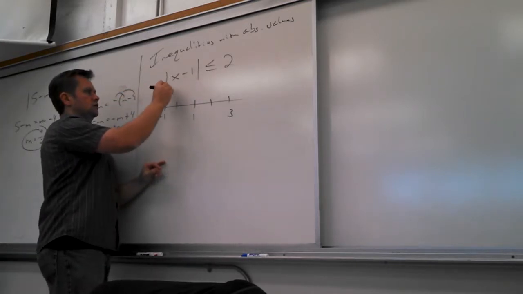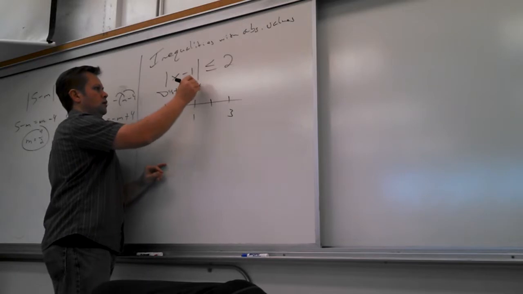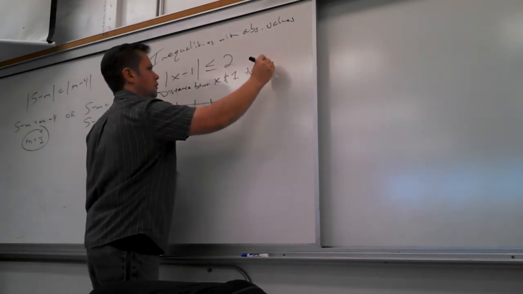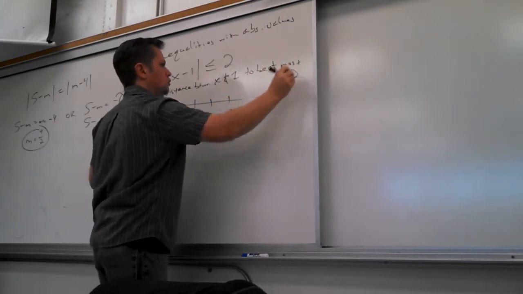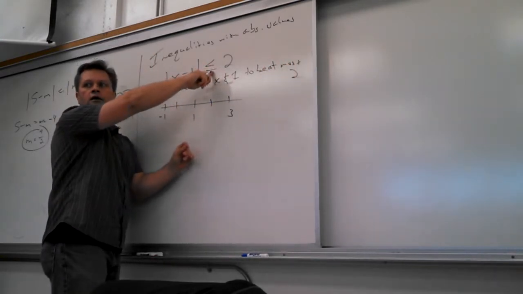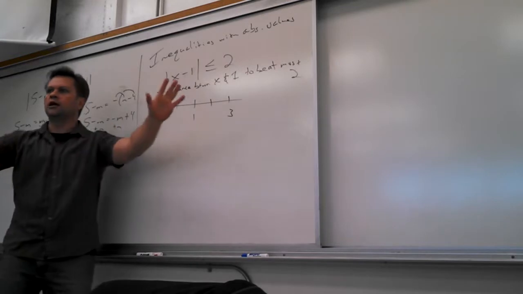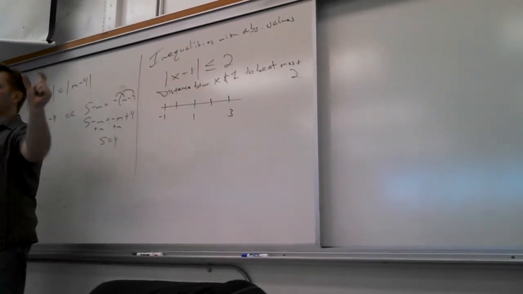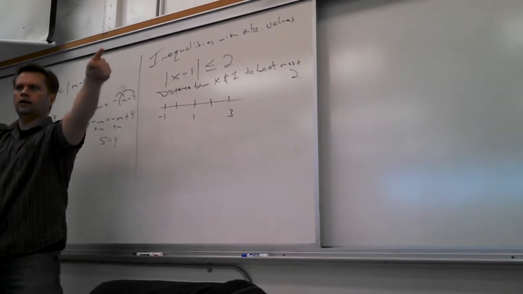I want the distance between x and 1 to be at most 2. If this was an equal sign, my answers would be -1 and 3, I'm done, right? If I want the distance to be equal to 2, it's just those 2 places. That's 2 away, that's 2 away.